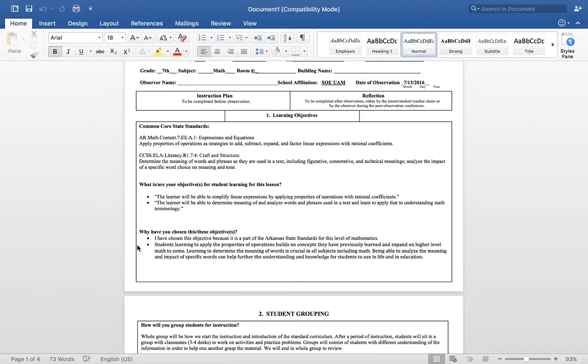Learning to determine the meaning of words is crucial in all subjects, and this will be a standard that will help us see that in math. Being able to analyze the meaning and impact of specific words can help further the understanding and knowledge for students to use in education and also further on in life.